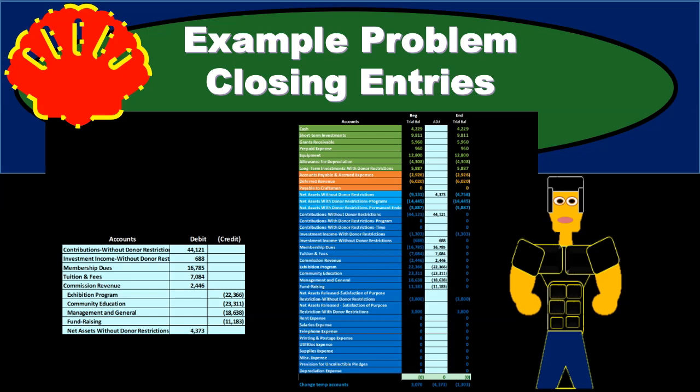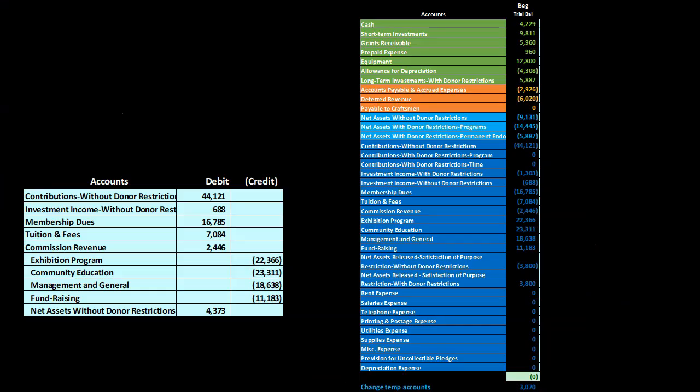Here, the statement of activities accounts. Here's going to be our information. We have on the right side our trial balance. The green accounts are going to be the asset accounts. The orange accounts are going to be the liability accounts. Then we have the net assets. That is what would be the equity section in a for-profit type of organization.